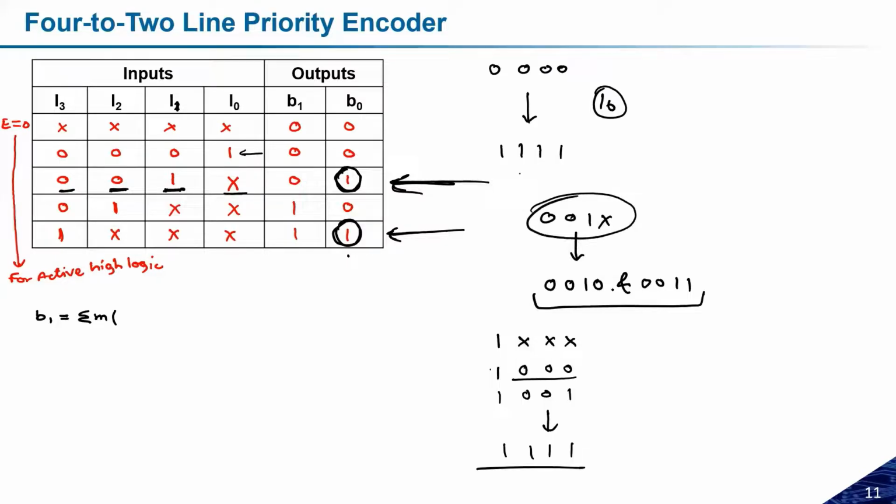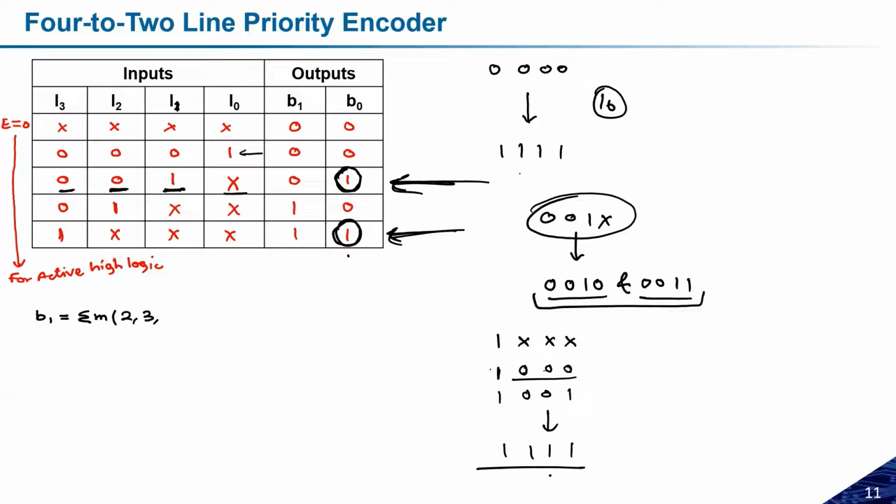So I can have two possibilities, 0, 0, 1, 0 and 0, 0, 1, 1. 0, 0, 1, 0 is nothing but the 2, and 0, 0, 1, 1 is nothing but the 3. Now I have one more possibility, which is 1 cross, cross, cross. 1 cross, cross, cross means what? I can have 1, 0, 0, 0, 1, 0, 0, 0, 1, and so on. So these all are the possible ones.